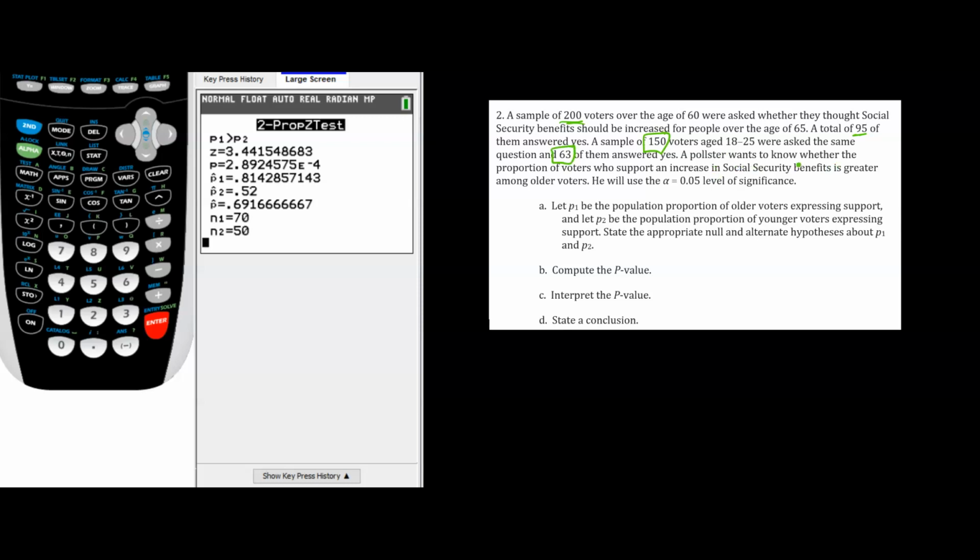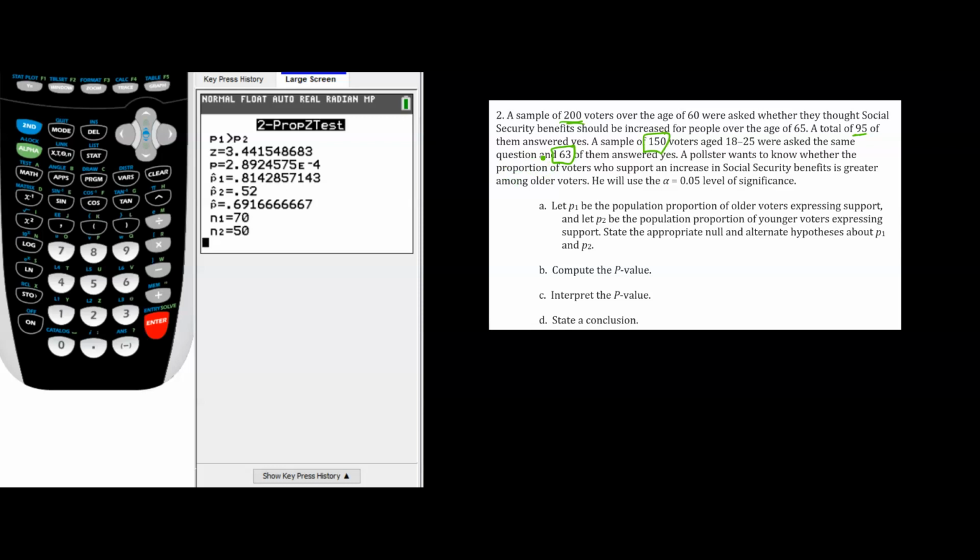A pollster wants to know whether the proportion of voters who support an increase in Social Security benefits is greater among older voters. He will use the alpha equals 0.05 level of significance. Notice that there are 2 samples here. Notice that you're doing a hypothesis test. Also notice that we're dealing with proportions in this problem. You actually see the word proportion as opposed to the word mean.